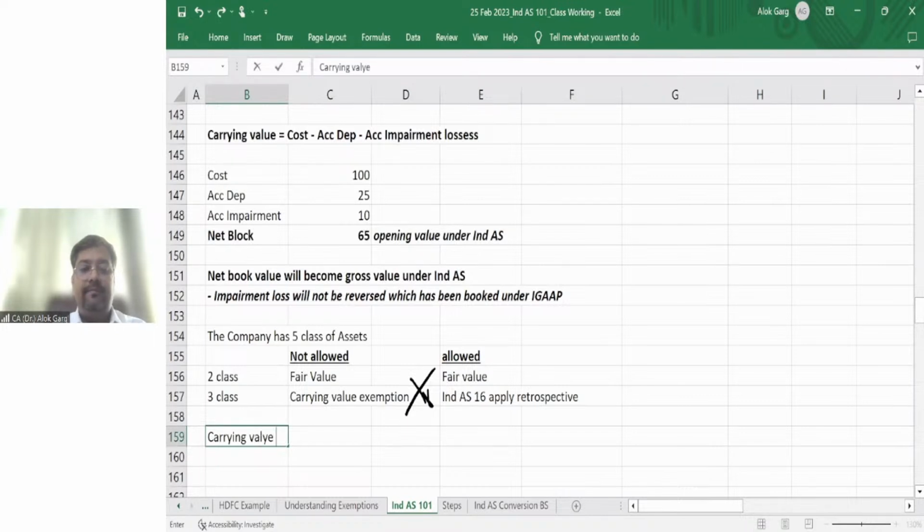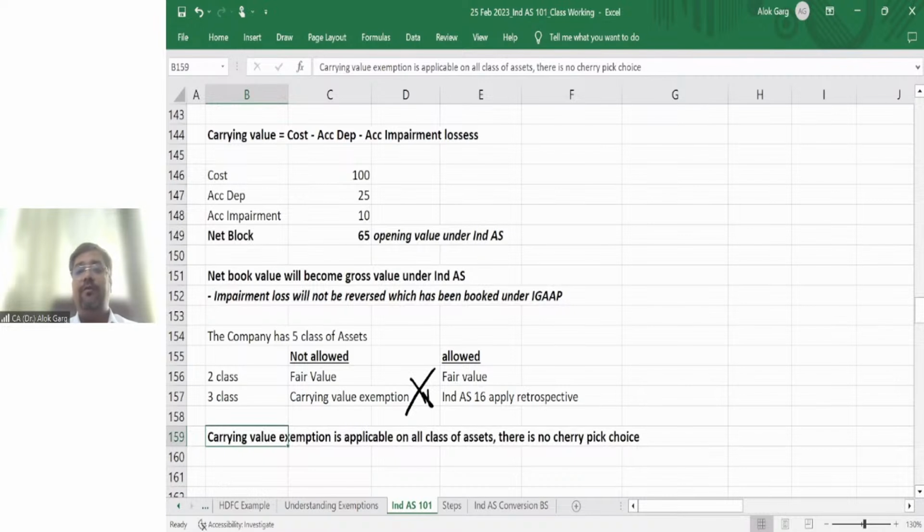So the carrying value exemption is applicable on all classes of assets. There is no cherry-pick case, right? I hope it is clear to all of you.